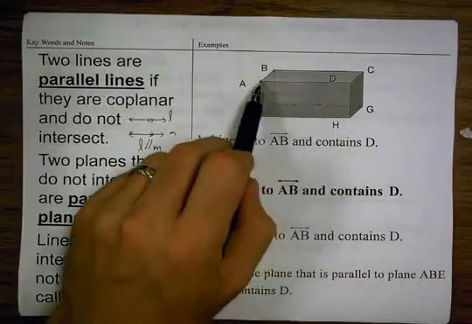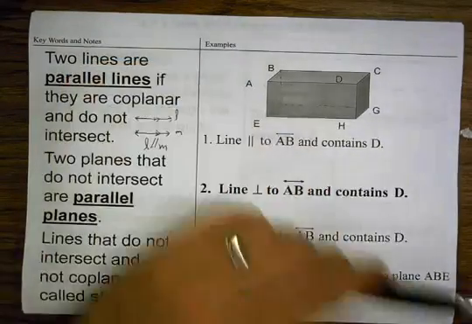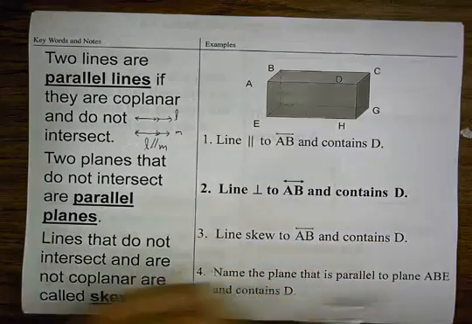To go back to parallel lines, I have AD and EH here. They're on the same plane, that front wall, but they will never intersect.